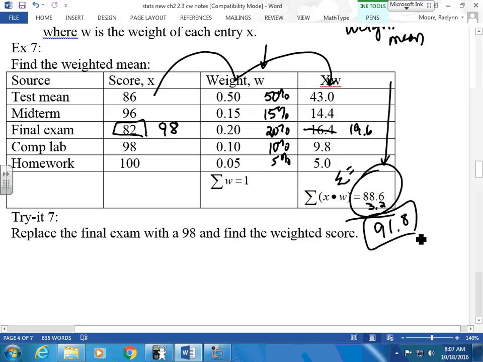If I gave you a little higher on your final exam, because that's 20% of your grade. This is 20% of your grade. If I changed this instead to 98, would it have a smaller impact or a greater impact? Greater, because that's 50% of your grade. So that's what the weighting takes into account.